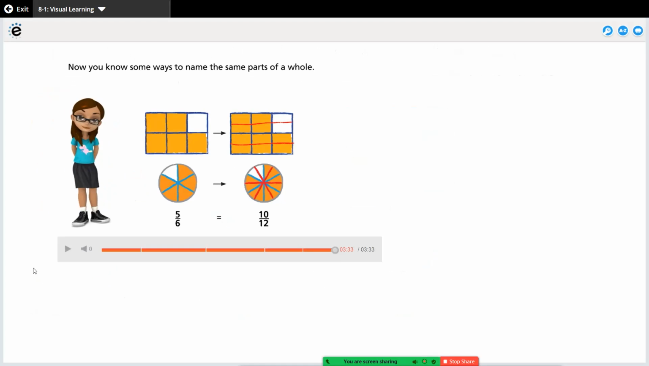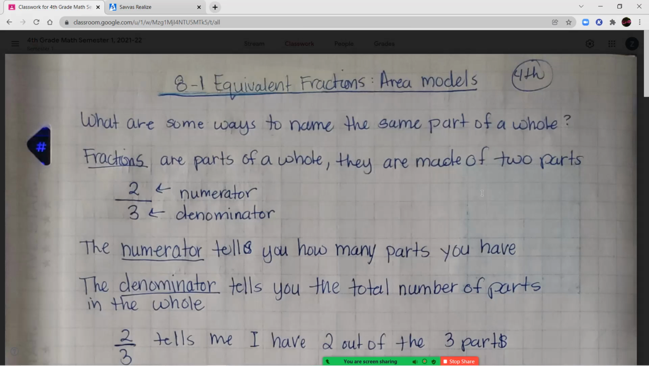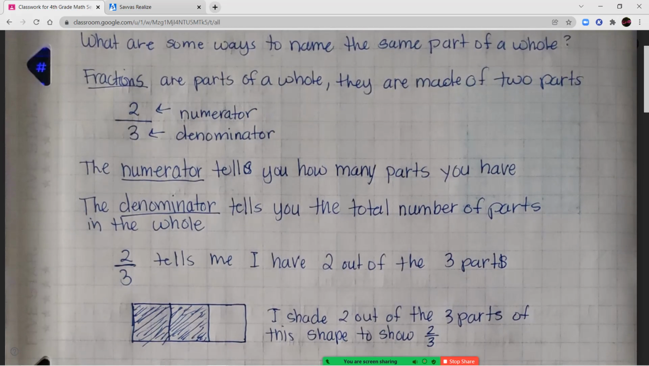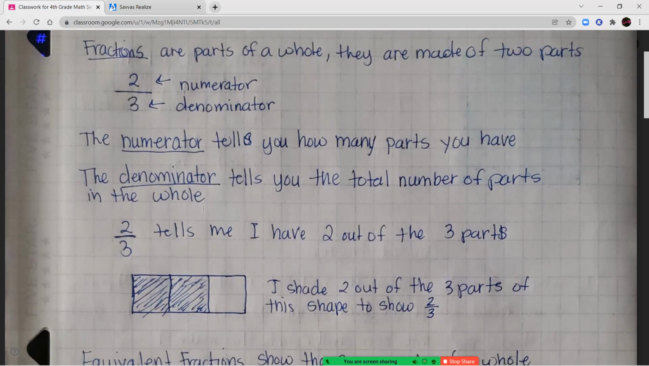All right, let's go ahead and take a look at our notes and our guided practice for this lesson. So for our notes, what are some ways to name the parts of a whole? Well, first, let's define what fractions are. Fractions are parts of a whole, and they're made up of two parts. We have our numerator, which is the top number, and we have our denominator, which is the bottom number. The numerator tells you how many parts you have out of the whole. The denominator tells you the total number of parts in the whole.